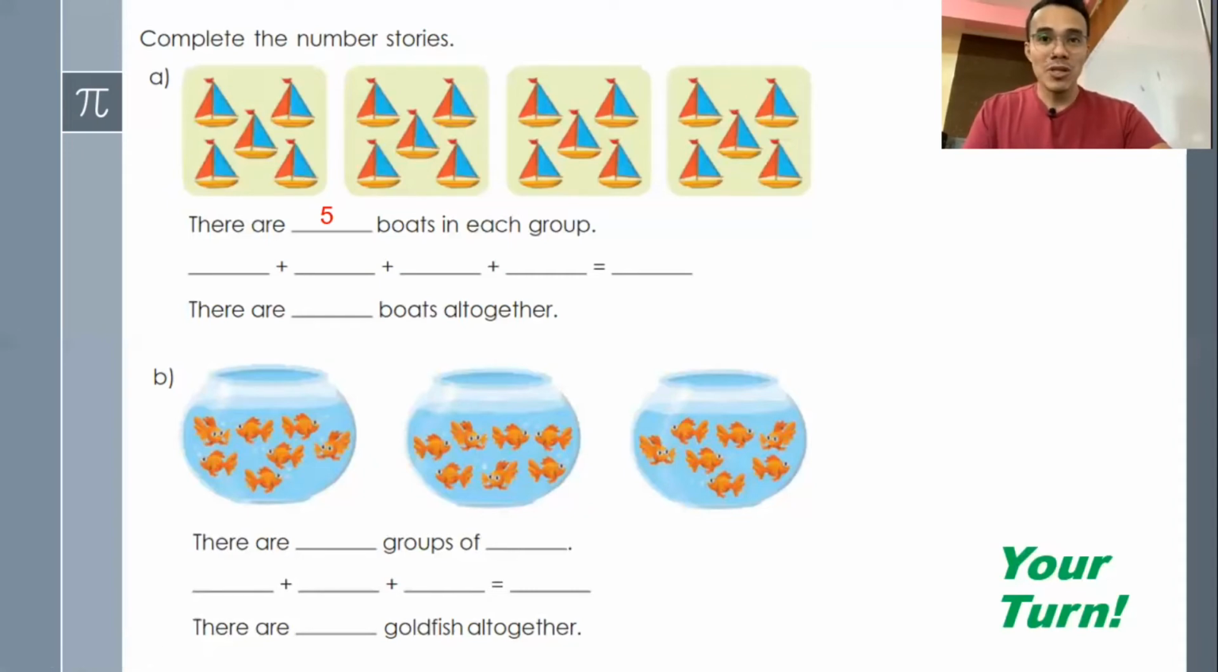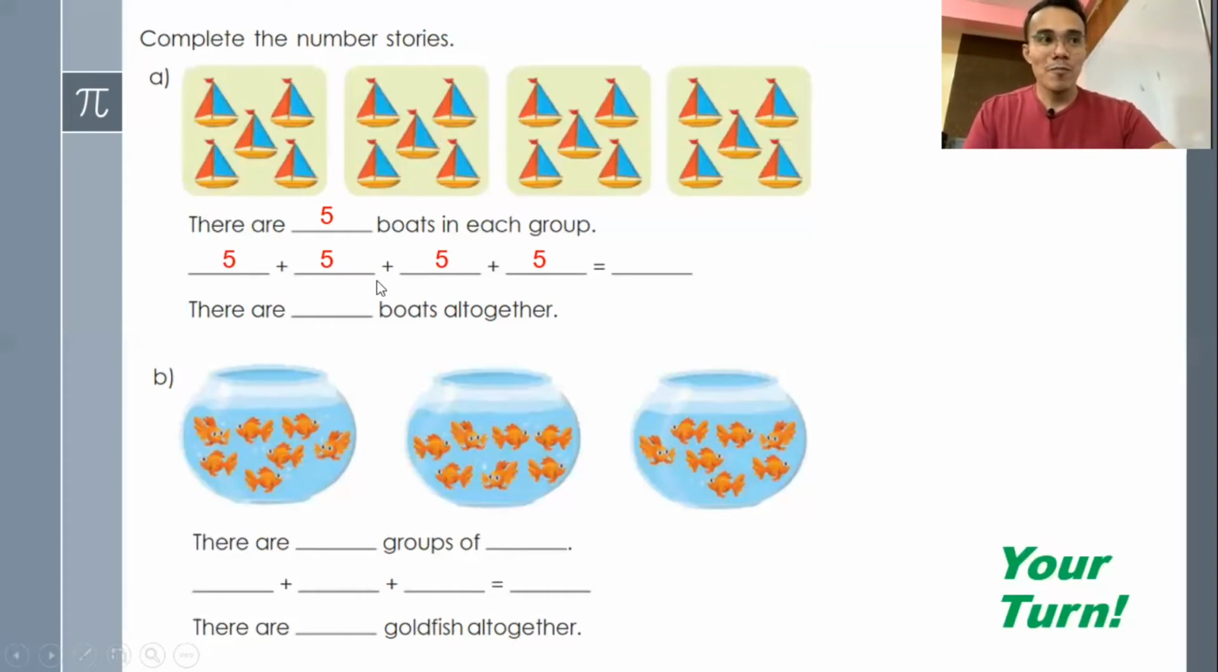How many groups are there? There are 1, 2, 3, and 4. That's why we have here blank plus blank plus blank plus blank. We're going to add the same number 4 times. So the first blank is going to be 5. The second is also 5. The third and the fourth are also 5.